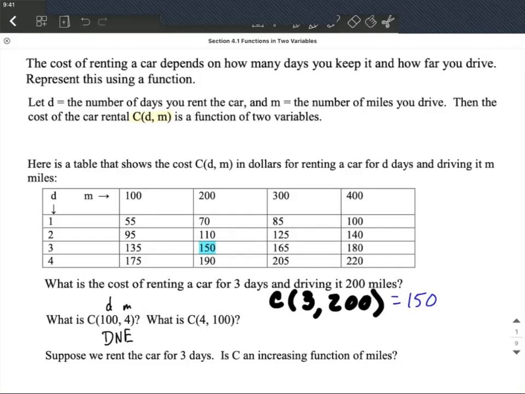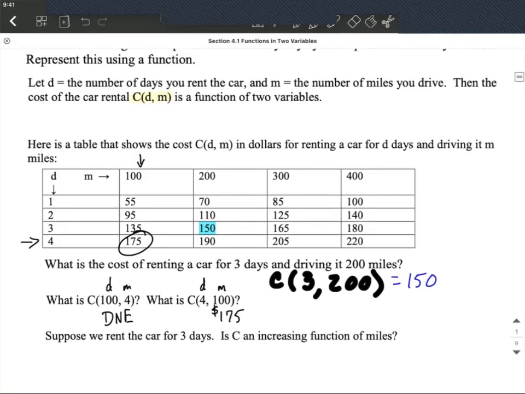But what about if we switch it around? What about the cost for 4 days and 100 miles? So in this case, we'd be looking at 4 days and 100 miles. Looks like that's going to cost $175. All right, one last question here.